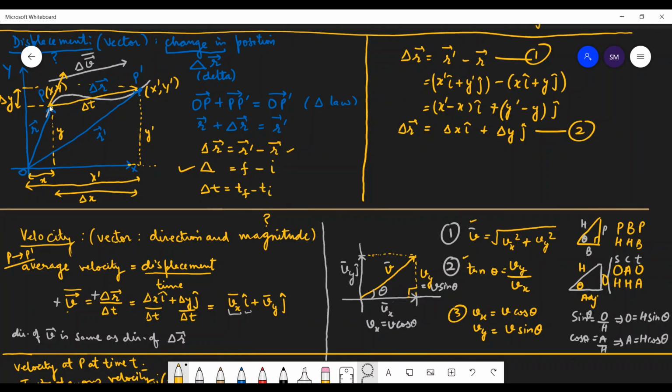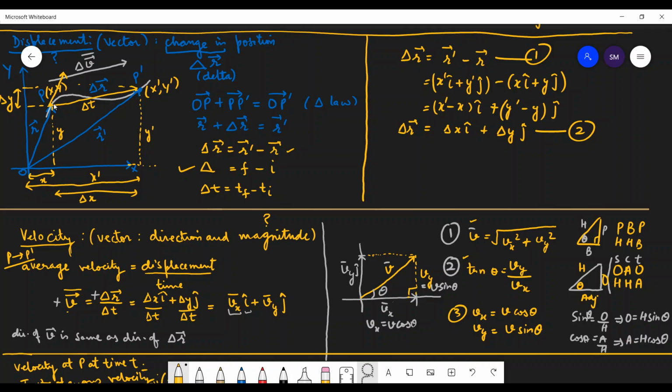Now I am interested in finding the velocity at P. So somehow I need to use this formula. I know the formula of the average, but how can I change this average to instantaneous? If I limit delta t tends to 0, if I keep on making delta t smaller and smaller and bringing it here, so this is a very little time, then the more you decrease the time delta t, the average will be better and better, moving towards the instantaneous.